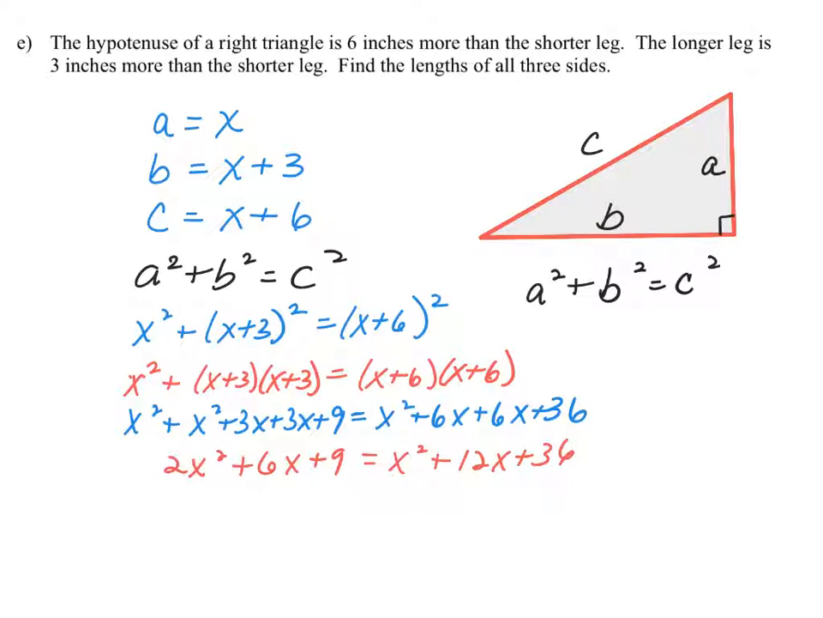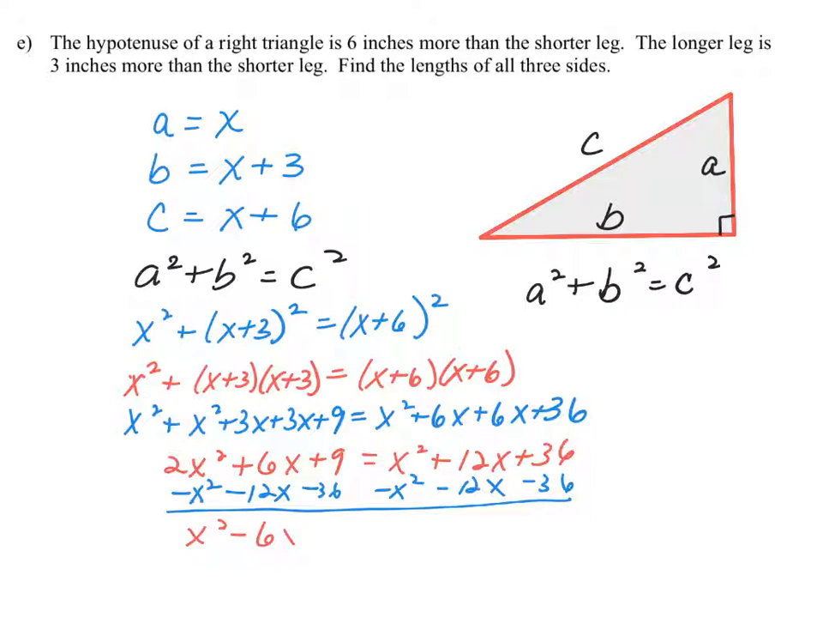Now we want to use the zero factor property to solve a quadratic equation, so we want to have a zero in the equation. In order to do that, we're going to subtract x squared from both sides of the equation. We'll subtract 12x from both sides, and we'll also subtract 36 from both sides. By doing that, we end up with a quadratic equation in the form of x squared minus 6x minus 27 is equal to 0.